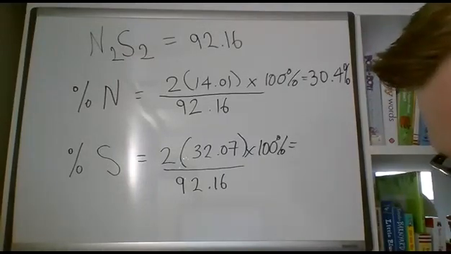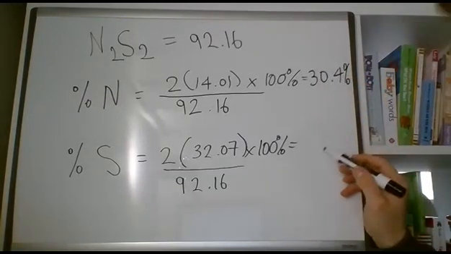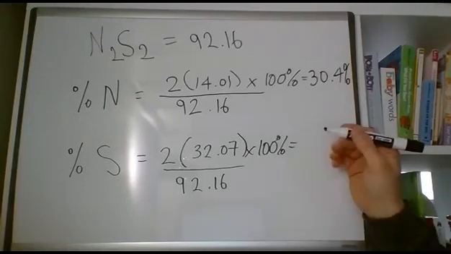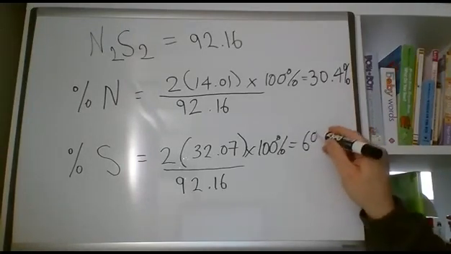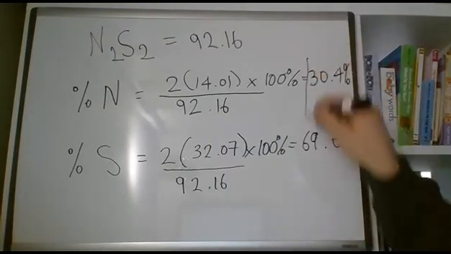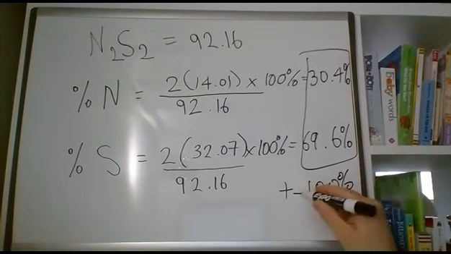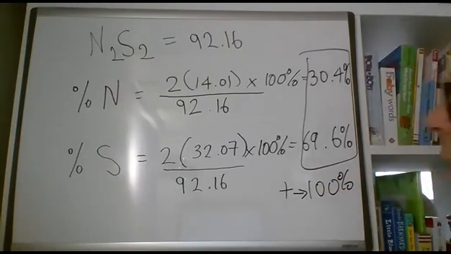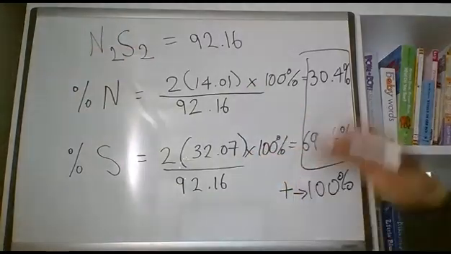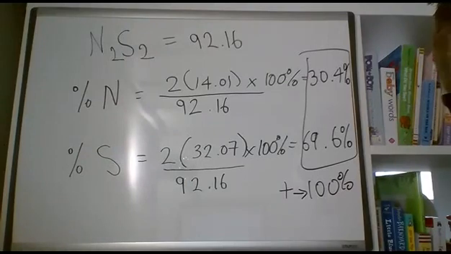32.07 multiplied by 2 divided by 92.16. So I know that this is 100 minus that. So I know this should be around 70. And the calculator confirms it is 69.6. So they always have to sum up to 100. So they always must sum to 100 because you are the sum of your parts. This chemical is the sum of its nitrogen and sulfur. So our values must add up to 100.